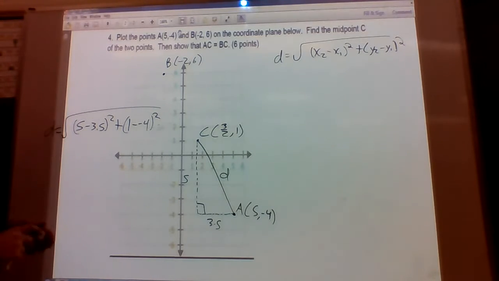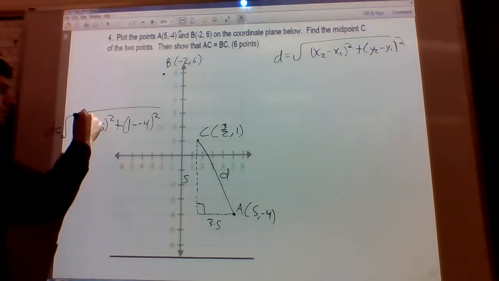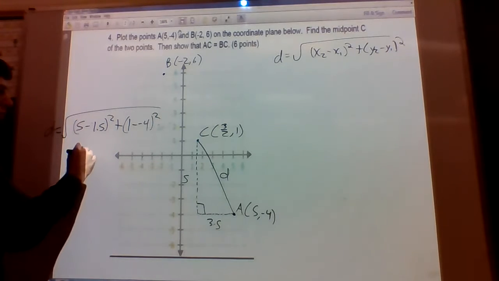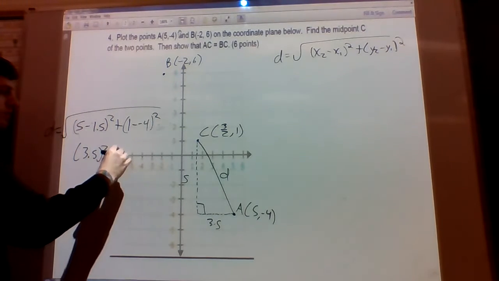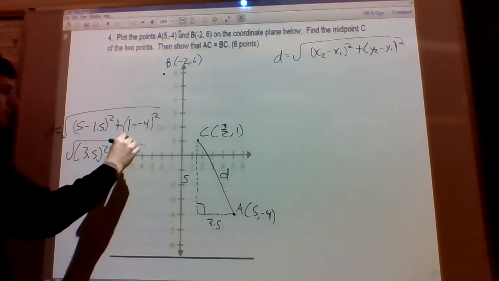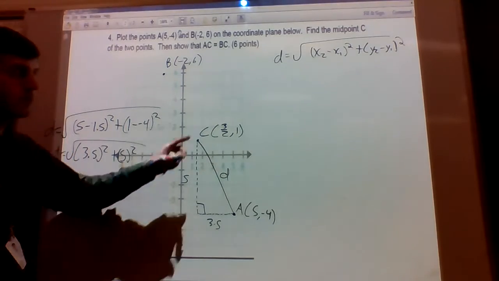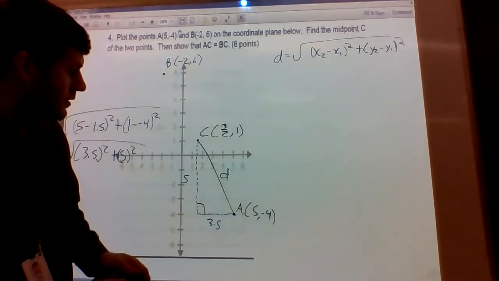I'm sorry, this isn't 3.5, this is 1.5. Right? Then you would get 3.5 squared plus 5 squared. Okay. So that's where this is coming from. But anyways, let's get on to it.